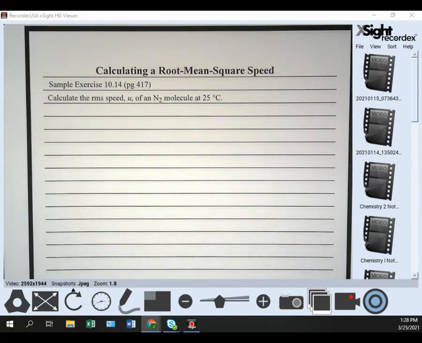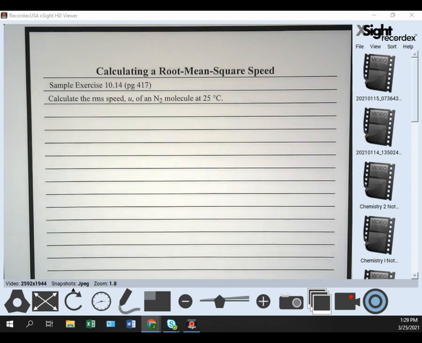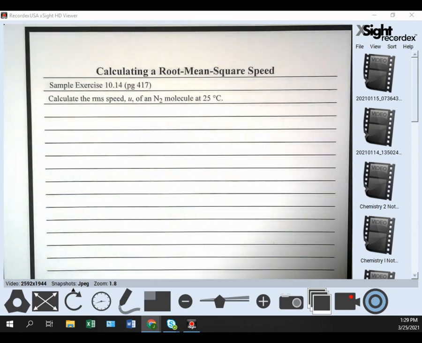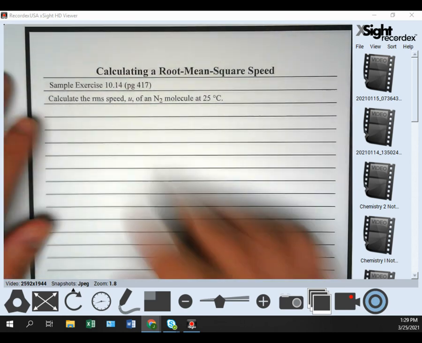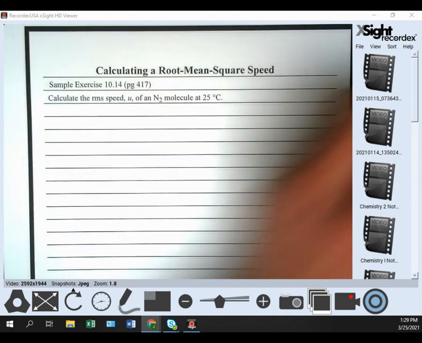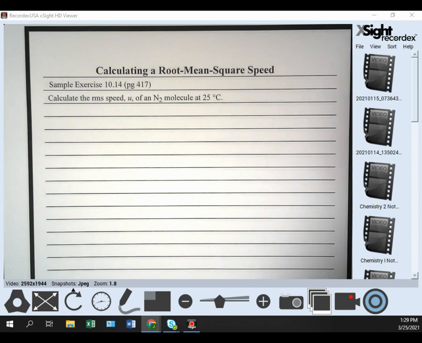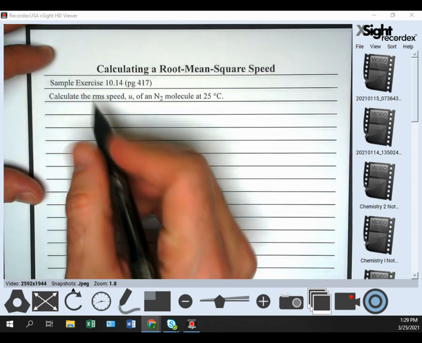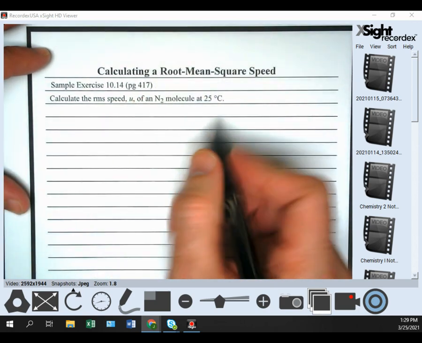So let's do the root mean square speed. So RMS speed, so just calculate the RMS speed U of an N2 molecule at 25 degrees Celsius. So first I'm just going to write down kind of data information.